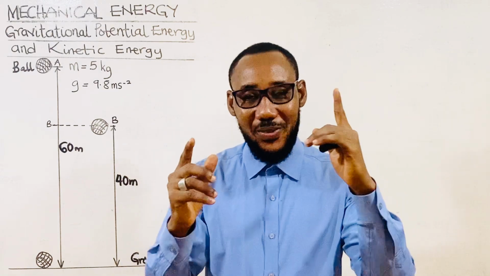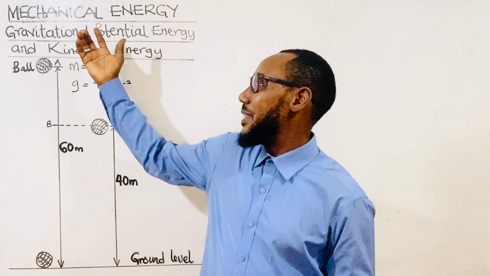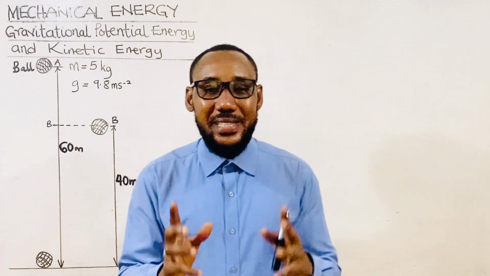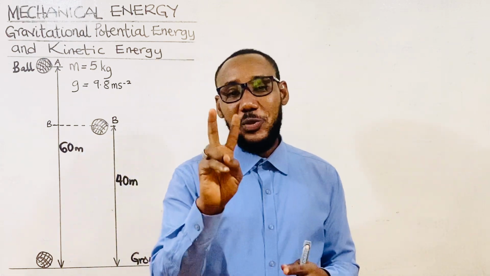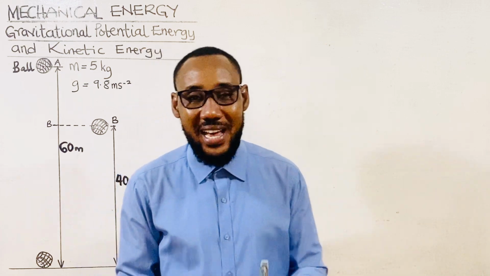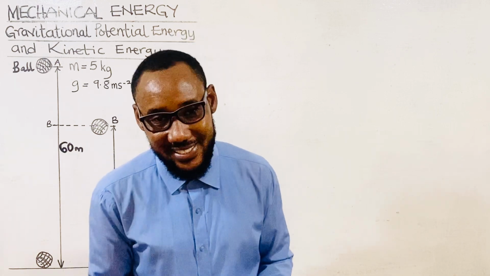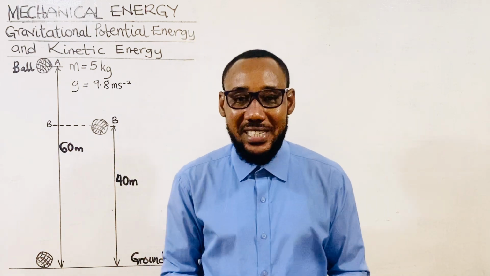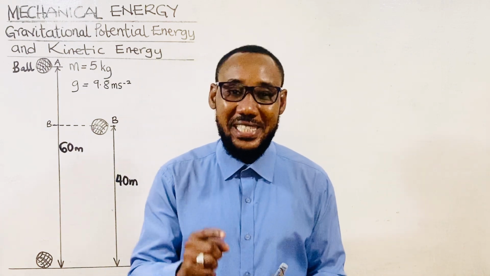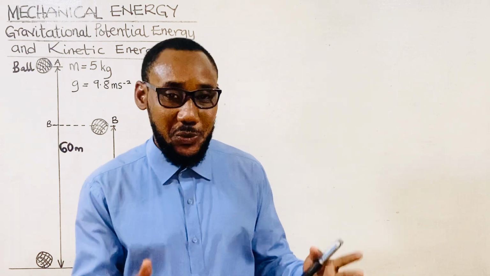Hello viewers, welcome. In this lesson, we are going to deal with the mechanical energy. Now, when we take a gravitational system, usually we have two forms of energy prevalent. These two forms of energy are the gravitational potential energy and of course the kinetic energy. The gravitational potential energy is the energy possessed by an object as a result of its position with respect to a certain reference point or a datum.